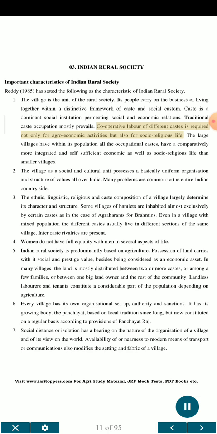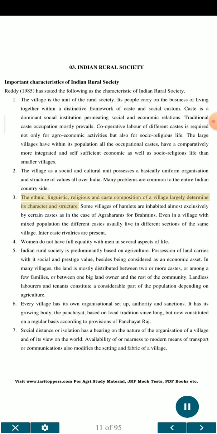Cooperative labor of different castes is required not only for agro-economic activities but also for socio-religious life. The large villages have within their population all the occupational castes, and have a comparatively more integrated and self-sufficient economic as well as socio-religious life than smaller villages. 2. The village is a social and cultural unit possessing a basically uniform organization and structure of values all over India. Many problems are common to the entire Indian countryside.